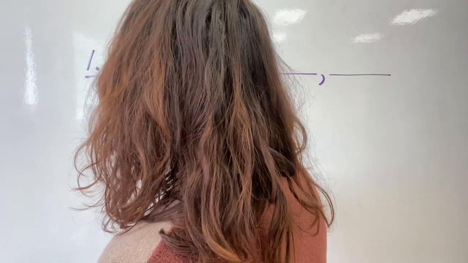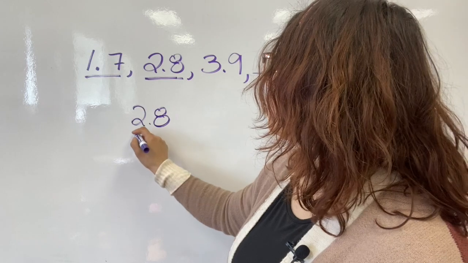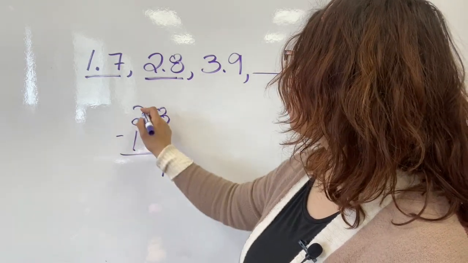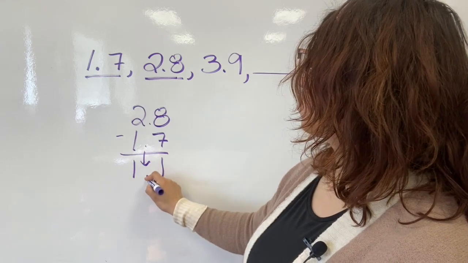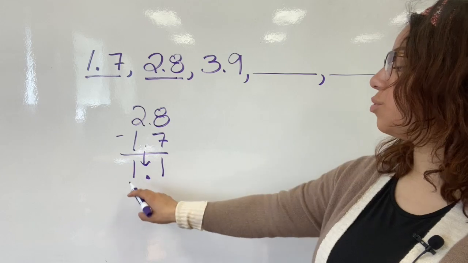Take the bigger number, put it on top. Then find the difference. Our answer is 1.1.